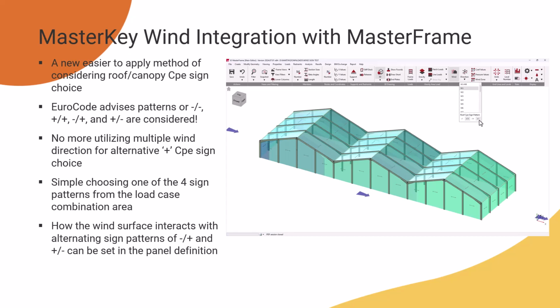Indeed, the Eurocode goes a little further in that it says not only should you consider the standard suction as well as positive pressure, you potentially might also need to consider variations of alternating, where you've got negative CPEs combined with positive CPEs in different panels, and the reverse of that. So that might look like, you can see here, a positive, negative being an alternating pattern.